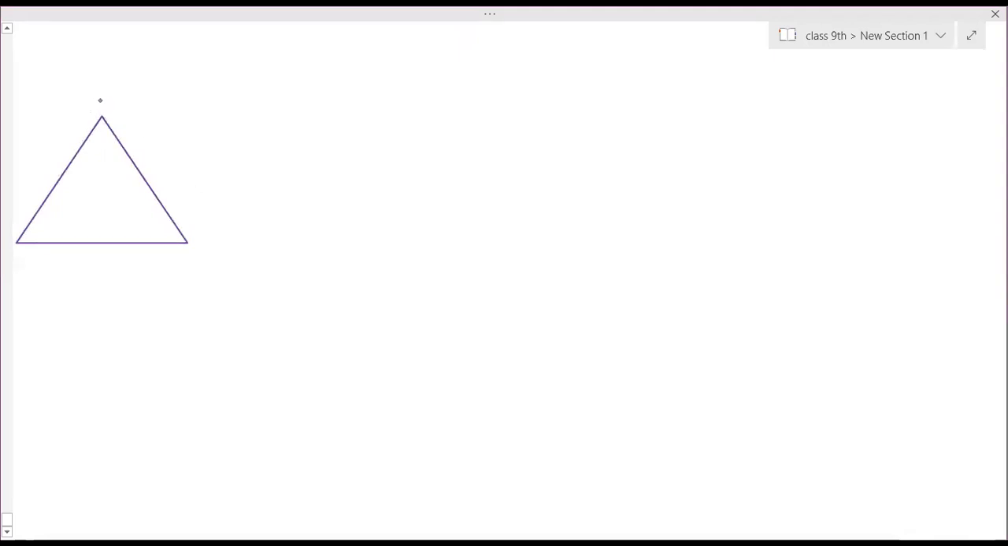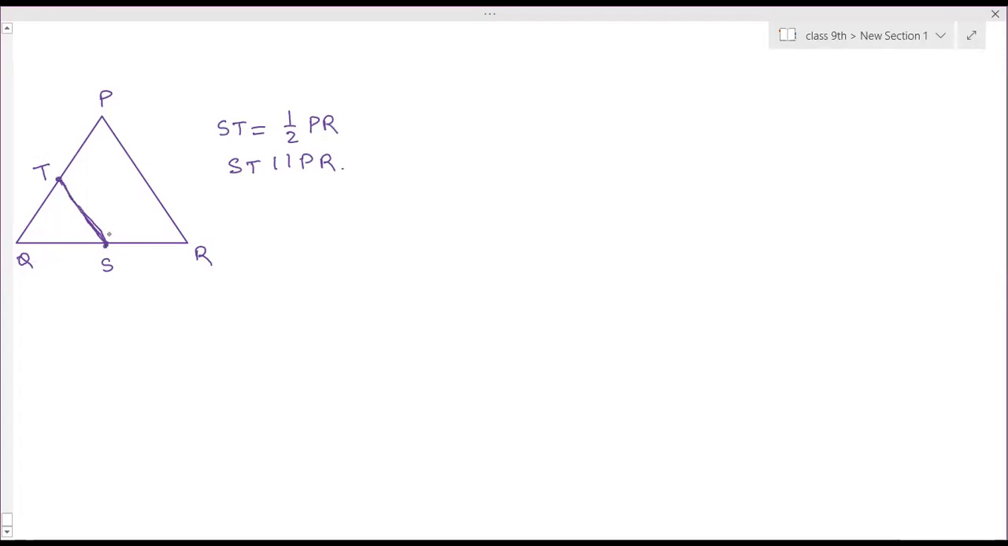This is P, Q, R. This is S and this is T. S and T are the midpoints of PQ and QR. Then the line joining S and T, what can we say about the ST distance? ST is half of PR and also parallel to PR. This is only possible when S and T are midpoints.